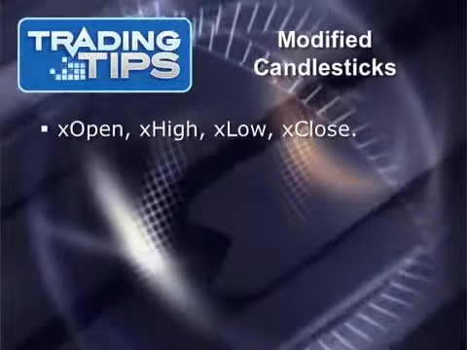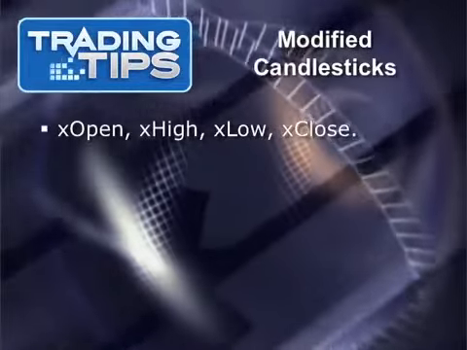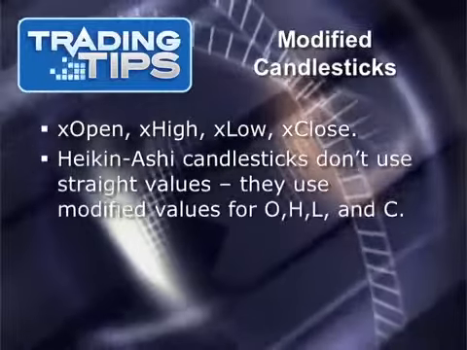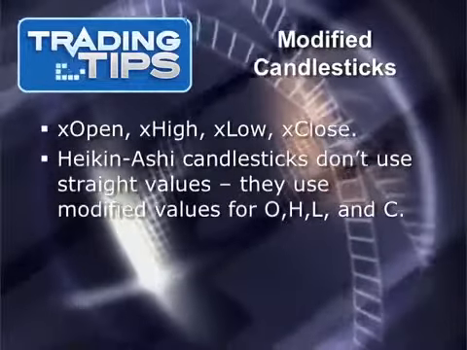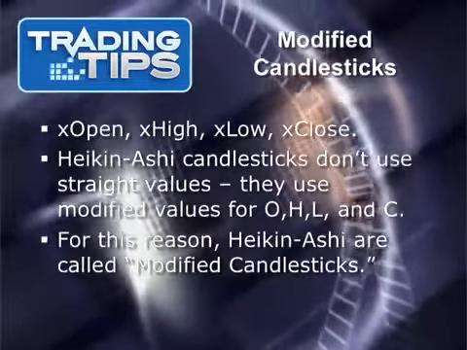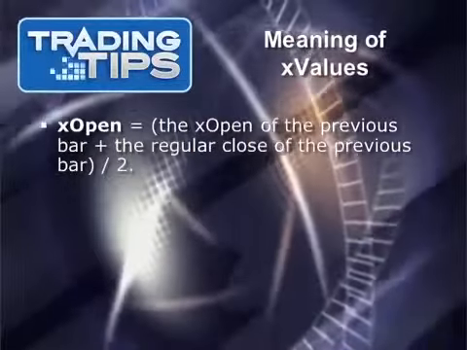But you'll notice from the previous graphic that the open, high, low, and close all have X before them. That's because Heikin Ashi candlesticks don't use straight values, they use modified values. For this reason, Heikin Ashi candlesticks are often called modified candlesticks. And just what do those modified values refer to?